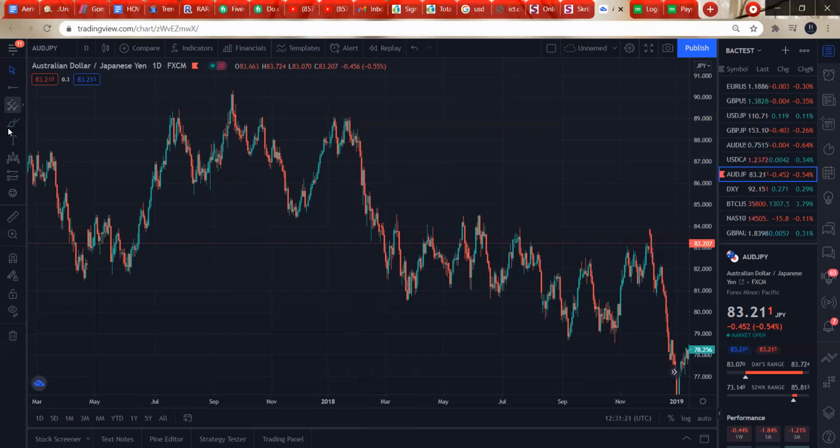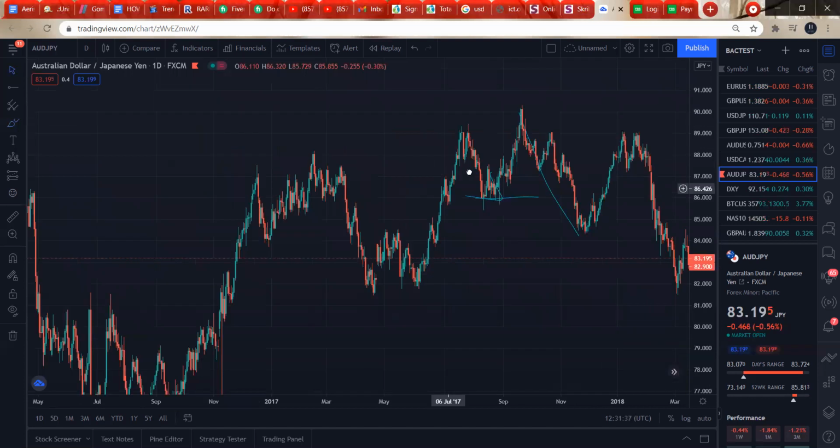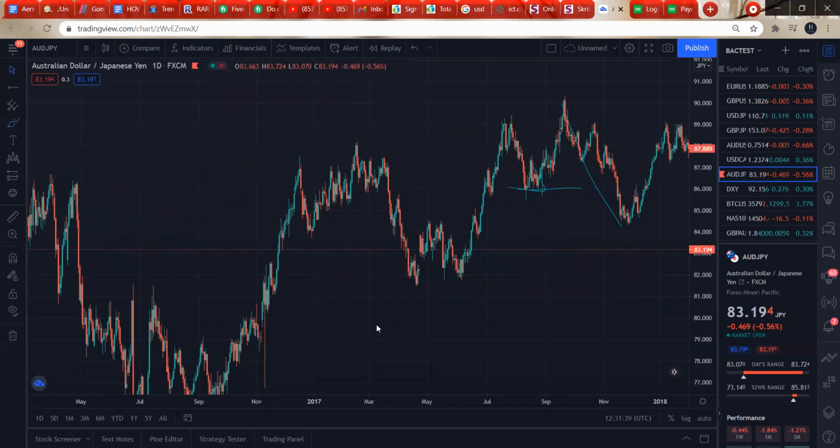And then after that, this market came down and it broke this structure. When you say it broke, it means it went past the previous highest low. That's when it broke the structure. So it broke these lows here impulsively.